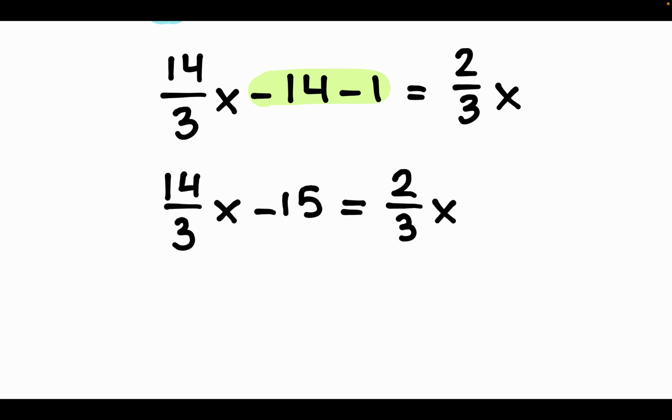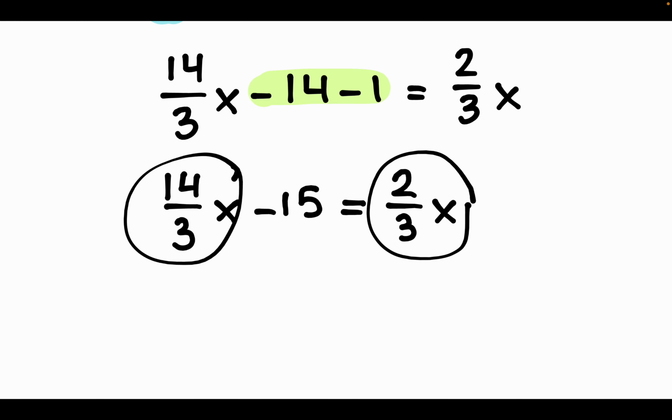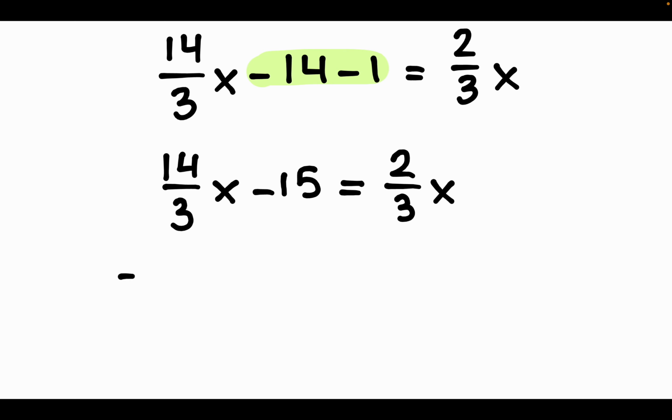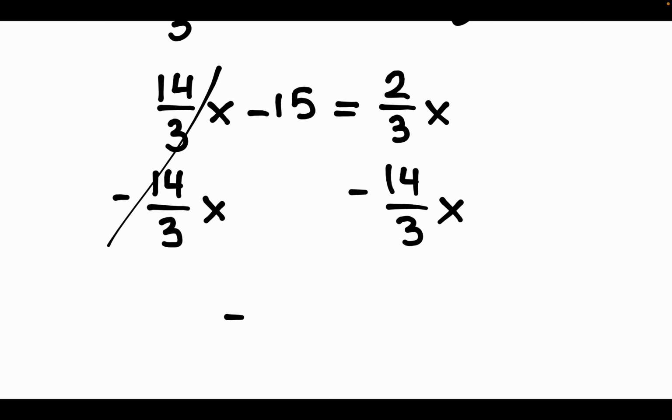And then I want to get the x's to one side. Since there's only an x on this side, and there's an x and a constant on the left, I'm going to bring this over to the right by doing the opposite sign. So I'm going to be subtracting a 14 over 3x since it's positive. Now you just have to be careful with plugging it into your calculator. These would cancel out. Negative 15 is equal to, and when I subtract it, I get negative 12 over 3x.